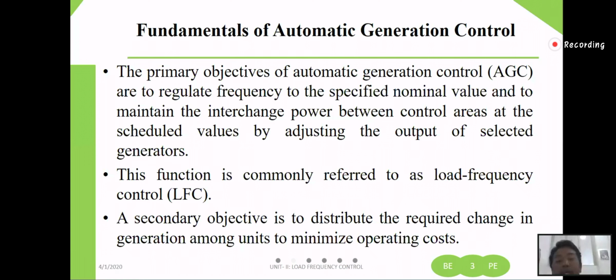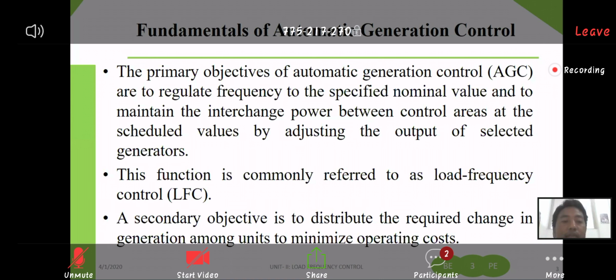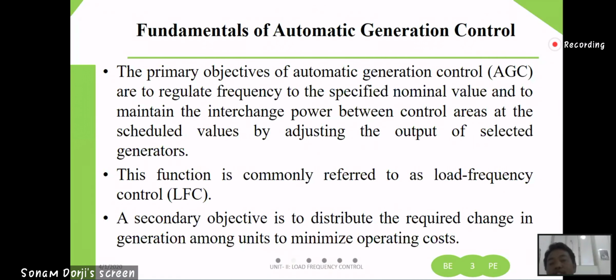And also, to maintain the interchange power between control areas at the scheduled values by adjusting the output of selected generators. So these are the primary objectives of AGC, automatic generation control. First is to regulate frequency to the specified nominal value, and then another one is to maintain the interchange of power between control areas. Here, control area means that normally this AGC will not be employed in all generating units, but only at the selected generators.